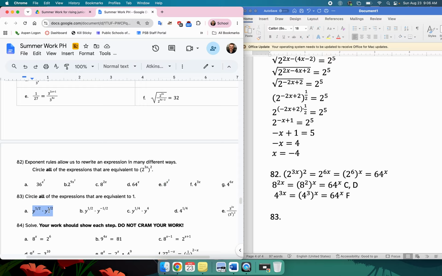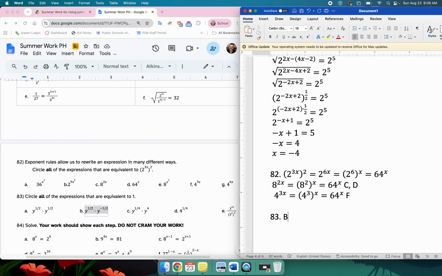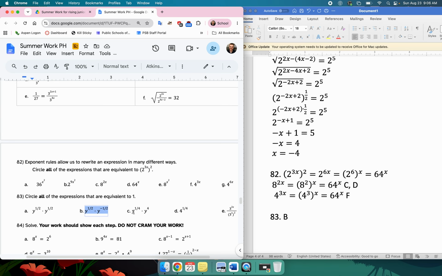These two guys, you would add the exponents, y to the 1/2. So it'd be y to the 1/2 plus 1/2, which is y to the power of 1, which is y. It's not 1. So not that guy. This guy here, you'd add the exponents, you'd get y to the 0. That is equivalent to 1. So B, yes. These guys here, no.